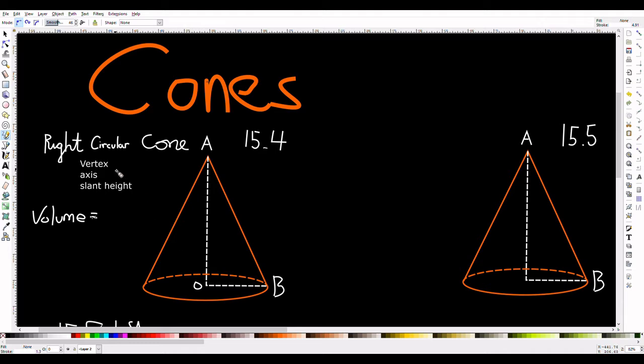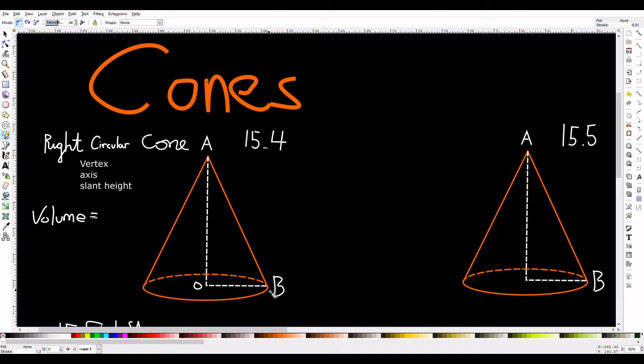The vertex of a cone, just like a pyramid, is the point where all of the faces meet, and the axis of the cone, just like a cylinder, is the line that reaches from the vertex to the center of the base, and that is the axis. The slant height of a cone is the height of the lateral surface. And so on cone AOB here, our slant height is AB.